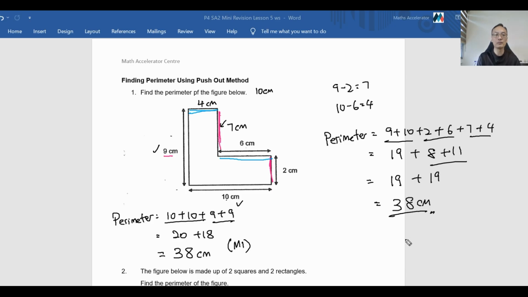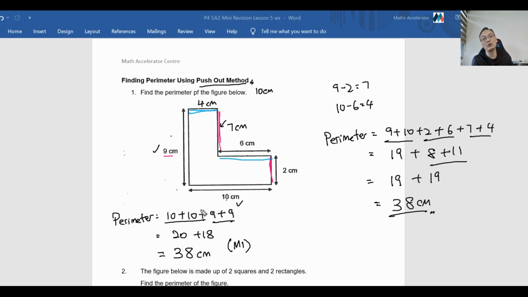So this is method 2. Personally, I prefer a simple and shorter method. I will use the push-out method when I encounter questions like this, because I have fewer calculations to do. All I need to do is push out the unknown parts together with the known ones and combine them to get a single measurement. The two horizontal lines we push out, we get 10. The two vertical lines in red, we push out to the right side, and we combine these two dimensions together, we get 9.